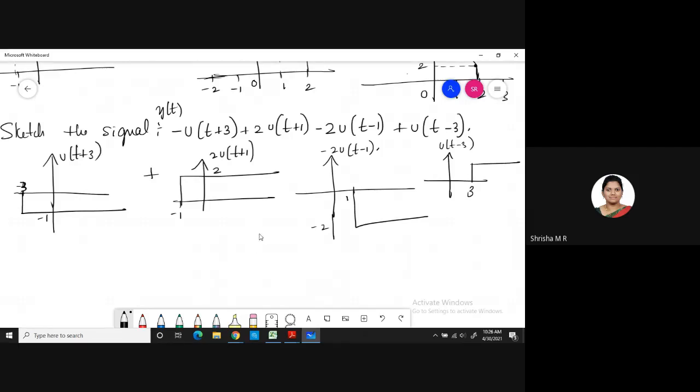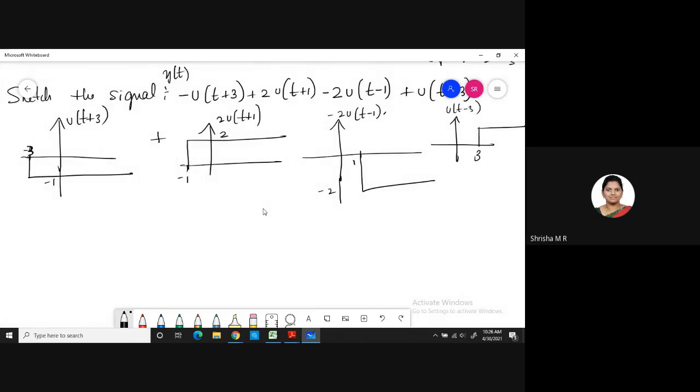So u of t minus 3 means the signal will start from +3 and it will go up to infinity. If you get such a problem, what you have to do is, first, write the change in amplitude. No need to plot all this; I just showed it for your reference. Whenever you get such a signal, you write change in amplitude and change in time.